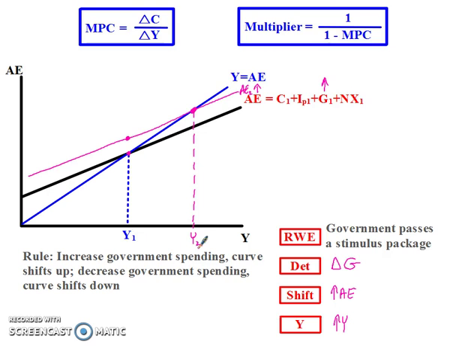So what's our rule? Our rule just says that if you get an increase in government spending, the curve is going to go up. If you get a decrease in government spending, the curve is going to shift down. So it's pretty straightforward on this one.